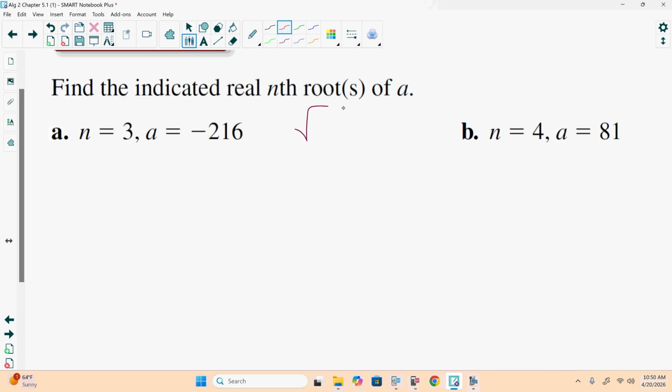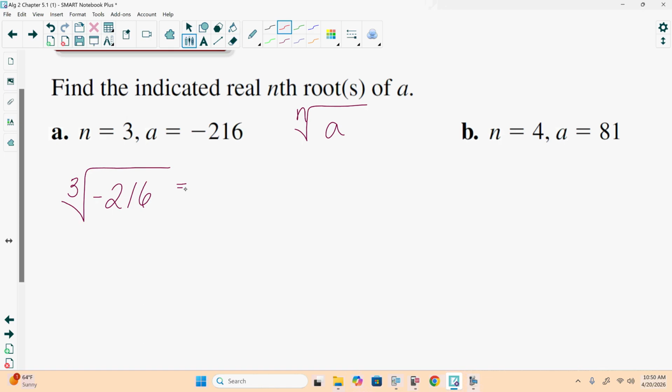So we're trying to find out what the nth root of a is. And as we look at a, it tells us n is 3, and the number that we have inside is negative 216. So if we were to write this out, we would replace n with 3 and a with negative 216.